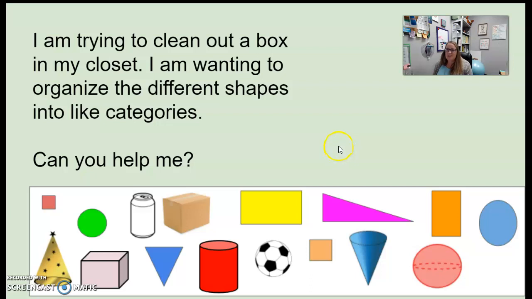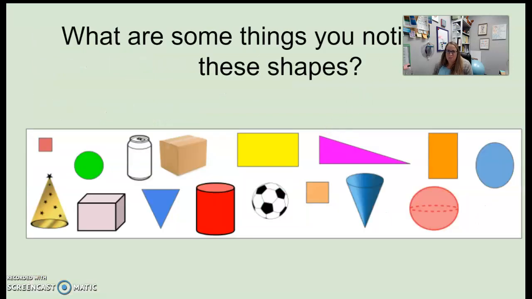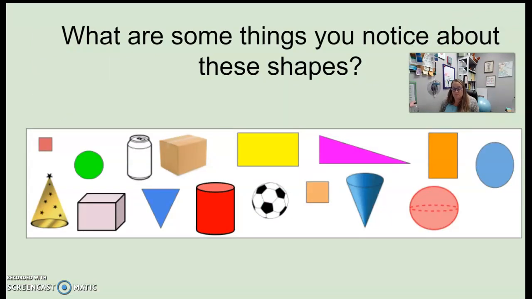So I need your help again. I'm kind of a messy person if you haven't figured it out. So I'm trying to clean out a box in my closet. I'm wanting to organize the different shapes into like categories. Can you help me? I hope so. So here's all the stuff that's in my box. What are some things that you notice about it? Turn and talk to somebody. What's something that you notice about my shapes?